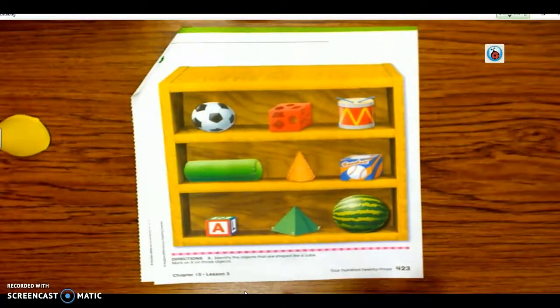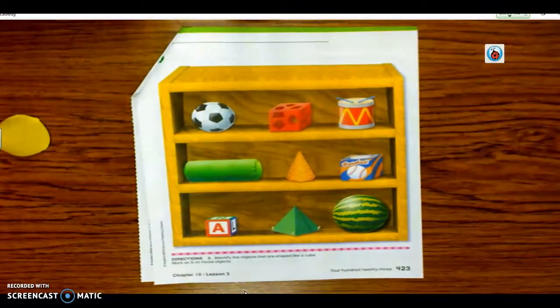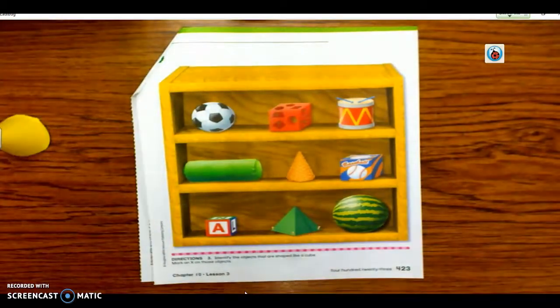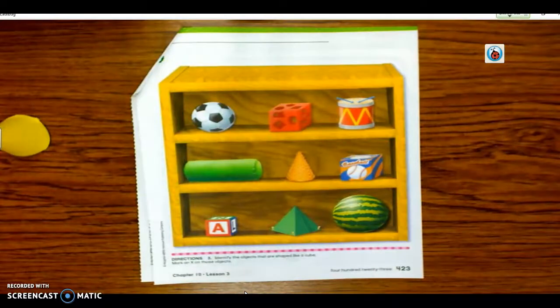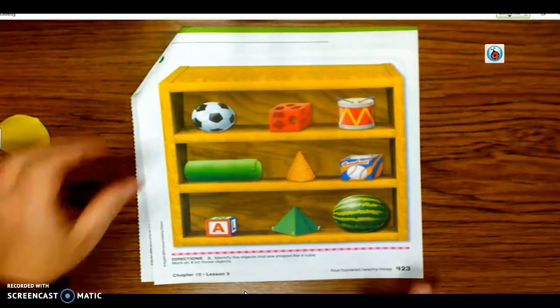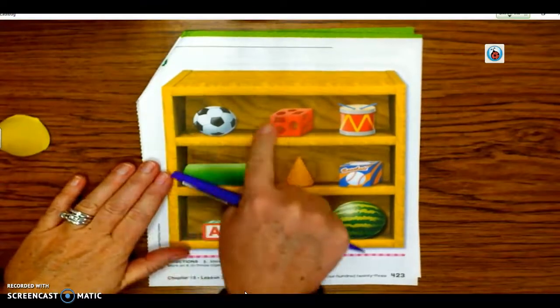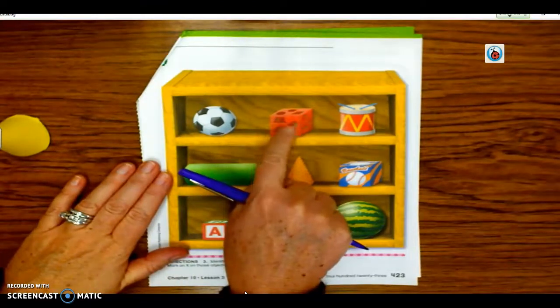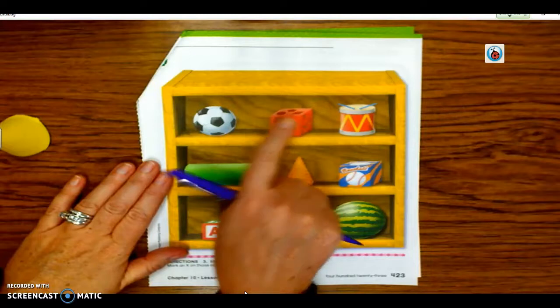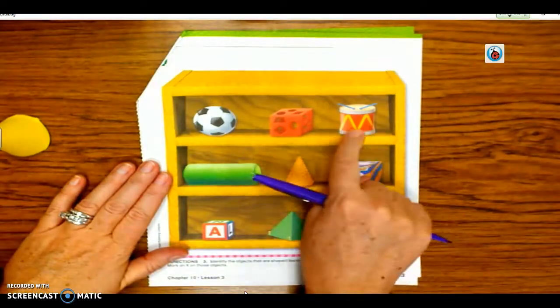The directions say identify the objects that are shaped like a cube. Put an X on them. All right, we are looking at what looks like a toy shelf. So we're going to look at each shelf. Let's start at the top. We've got a soccer ball, a game where you put the shapes into the different slots, and a drum.